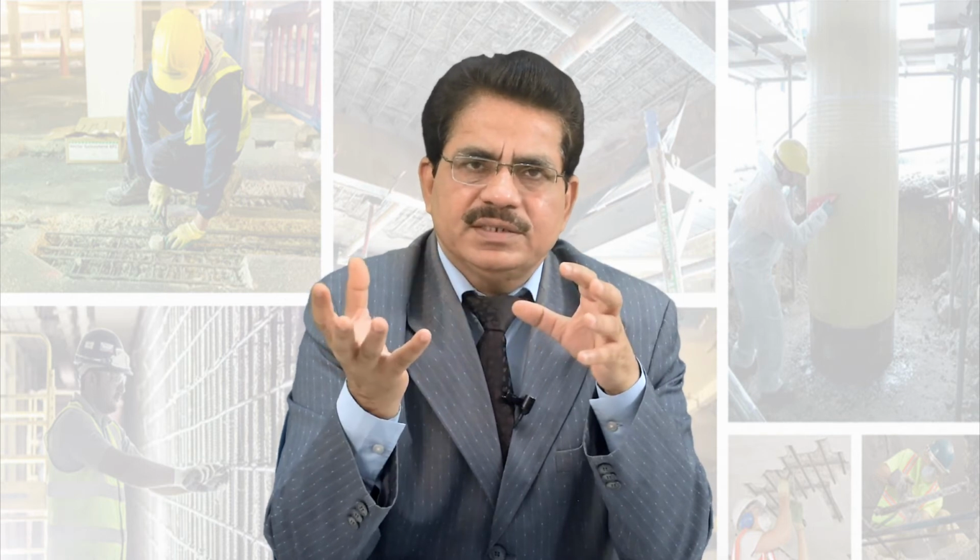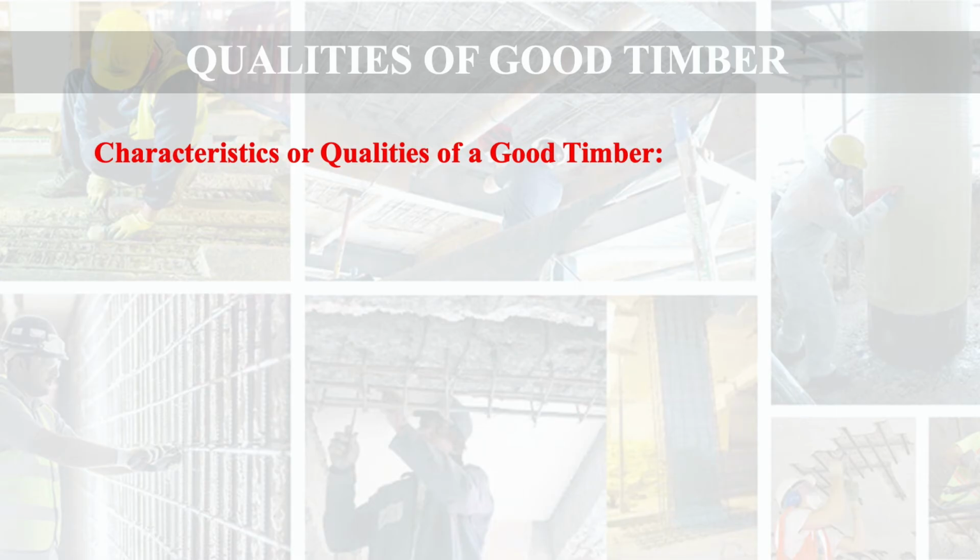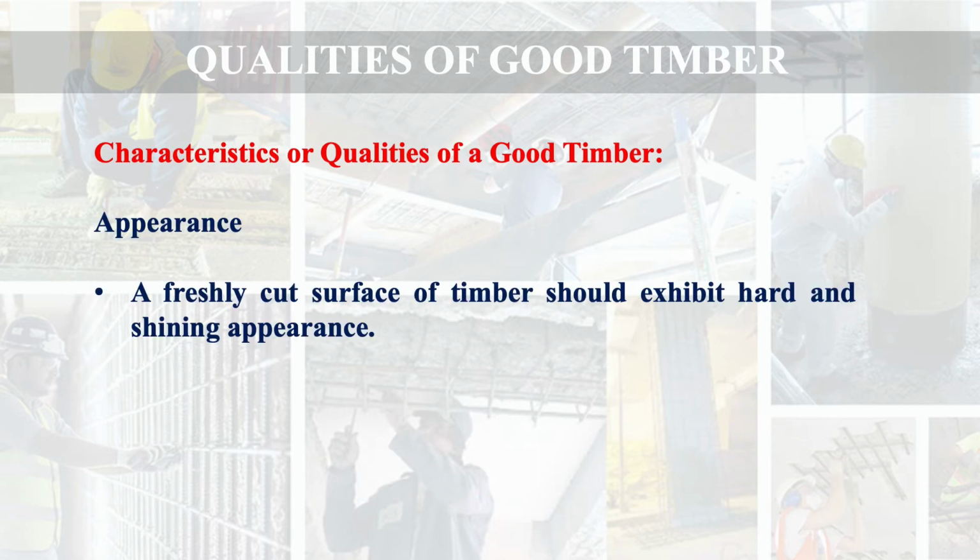Now, after these defects, let us discuss the qualities of a good timber. Means a timber which is good for construction work as well as for other works. Characteristics of a good timber are, first of all, appearance. A freshly cut surface of timber should exhibit a hard and shining appearance. Means a good timber should show a hard and shining appearance.